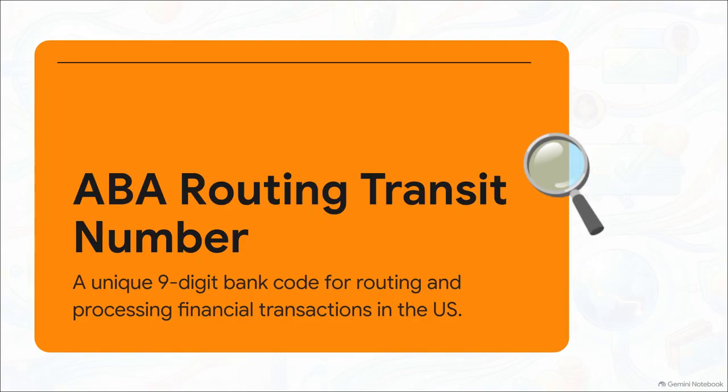Think of the ABA routing transit number as a kind of VIP pass. It specifically identifies your bank within the massive United States banking ecosystem. It was actually created way back in 1910 by the American Bankers Association, and this 9-digit code is entirely public. It just makes sure your money gets routed to the correct financial institution. Honestly, it's basically the banking equivalent of a zip code.